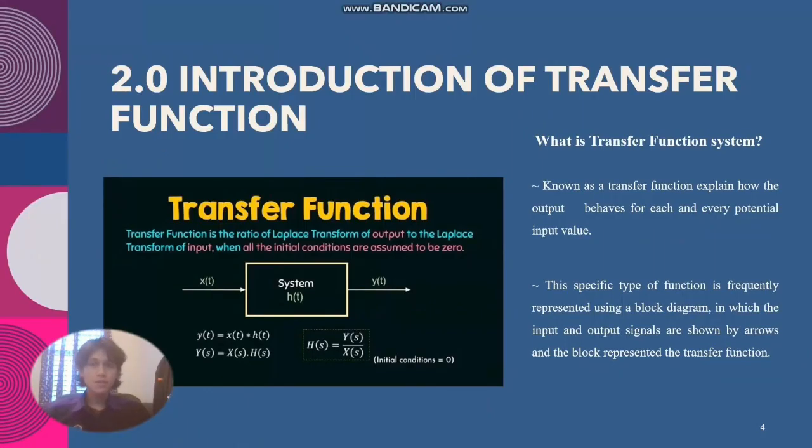This is the introduction of transfer function. The question is, what is a transfer function of a system? Known as a transfer function, it explains how the output behaves for each and every potential input value. This specific type of function is frequently represented using a block diagram in which the input and output signals are shown by arrows, and the block represents the transfer function. Transfer function is the ratio of the Laplace transform of output to the Laplace transform of input when all the initial conditions are assumed to be zero.